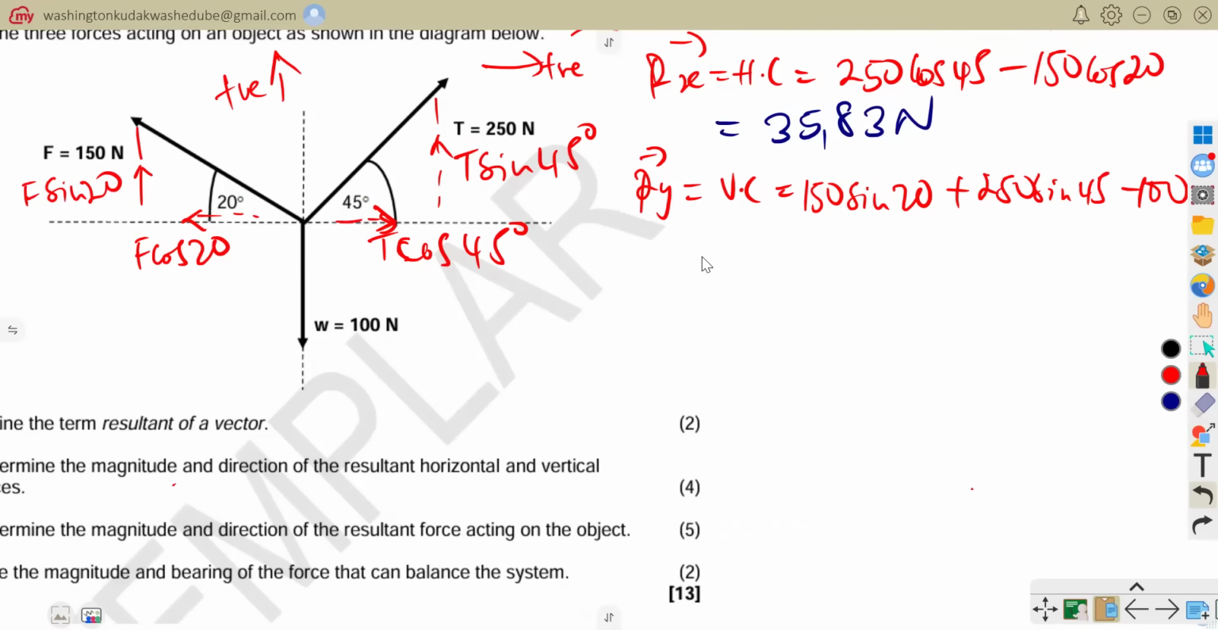And then if you do that, you are supposed to find a resultant vector on your y plane simply being equal to 128.08 newtons. That is the resultant on the horizontal, and the resultant on the vertical. That is what you are just supposed to do there.